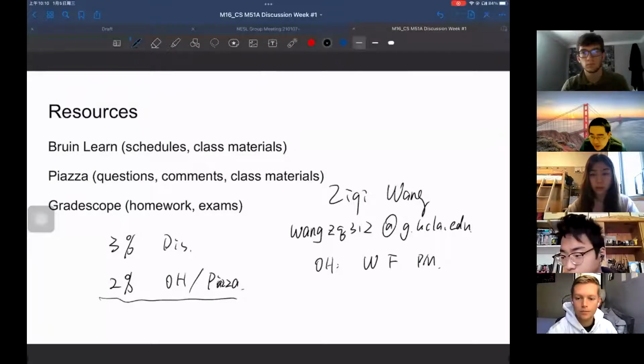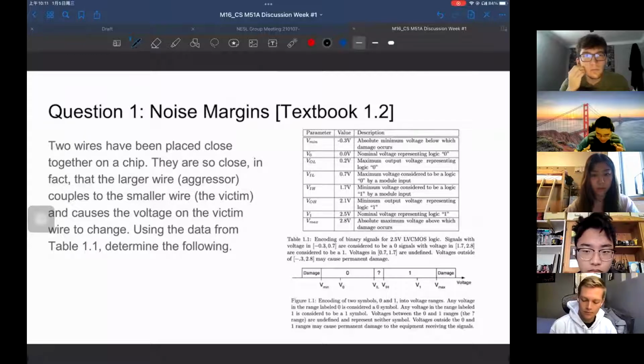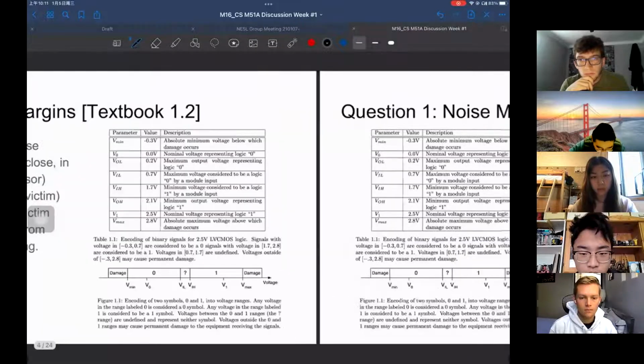Okay, let's start with questions. So this is the first one called noise margins. It's a little bit complicated, but I will try to use figures to explain what we are asking here.